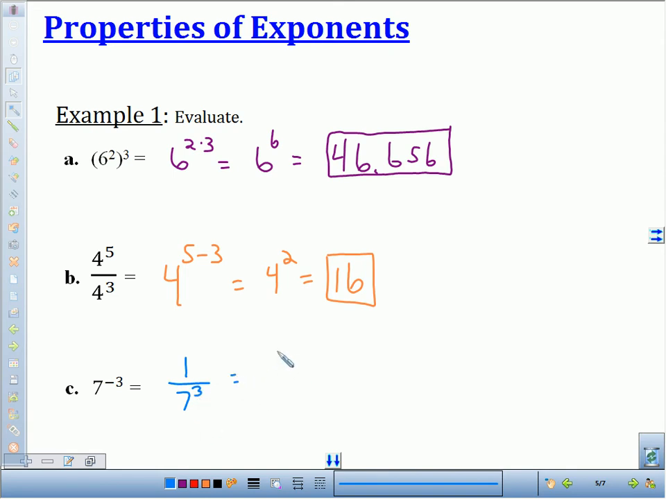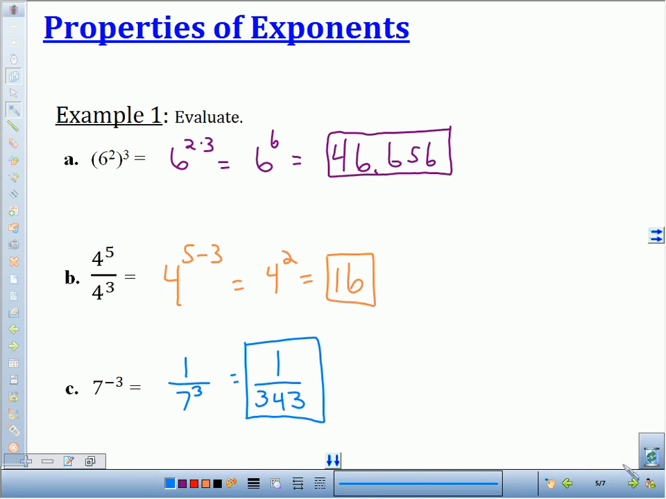And 7 to the 3rd is 343. So 1 over 7 to the 3rd is 1 over 343. Now, if you had done this in the calculator, you would have gotten a decimal, at which point you would have had to convert it back into a fraction because your answer would need to be in fraction form.